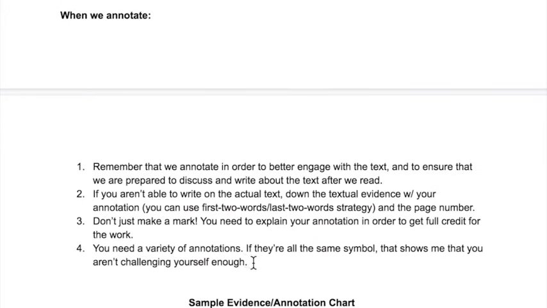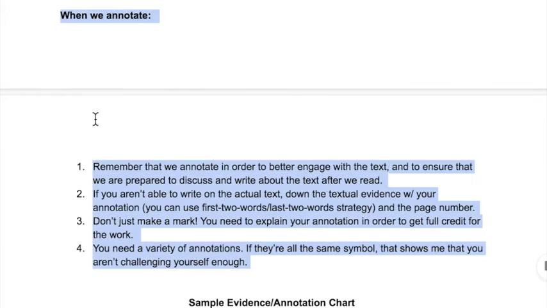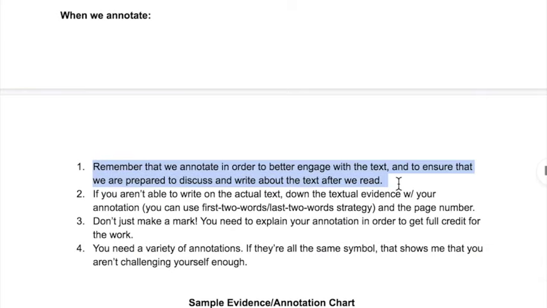Then we get to just 4 reminders before I turn you loose. Just keep in mind, we do this process not just as busy work, but to help get our thinking on paper and engage with the text, and it aids in our discussion. So a lot of times I'll ask you to annotate and then share your annotations. Sometimes with a partner, someone across the room from you if we're up and out of our seats. So keep the purpose in mind as you do this.